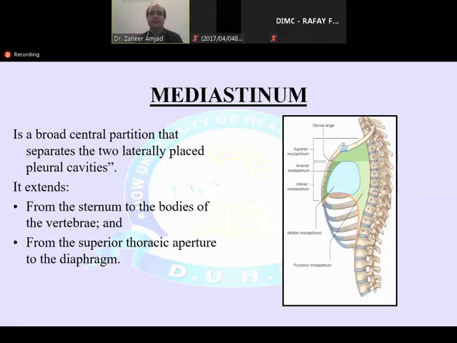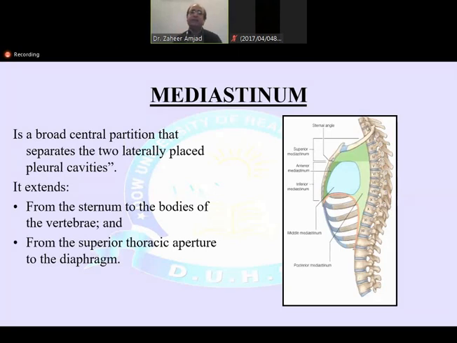Inferior mediastinum is further divided by the fibrous pericardium into anterior, middle and posterior mediastinum. The mediastinum which lies anterior to the heart, that is the anterior mediastinum. The part of the mediastinum in which the heart lies, that is within the fibrous pericardium, that is the middle mediastinum, and the part which lies behind that, between the thoracic vertebrae and the heart, that is the posterior mediastinum, right? So these are the divisions of the mediastinum.